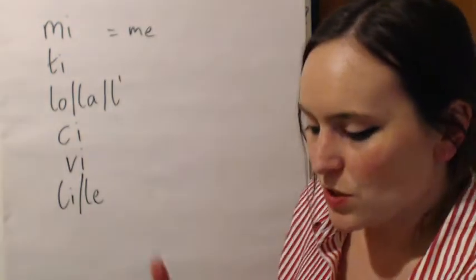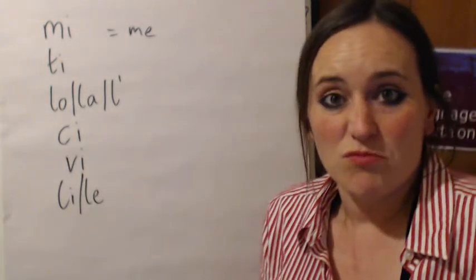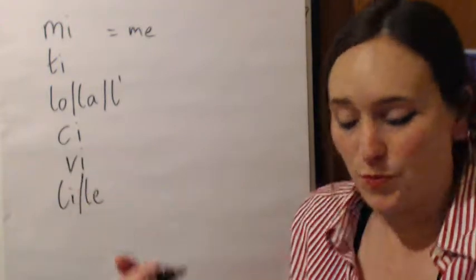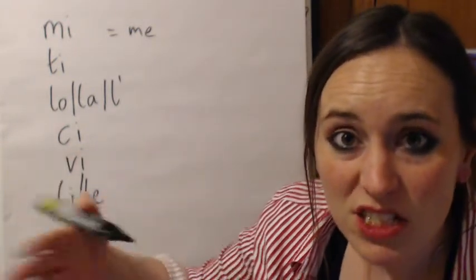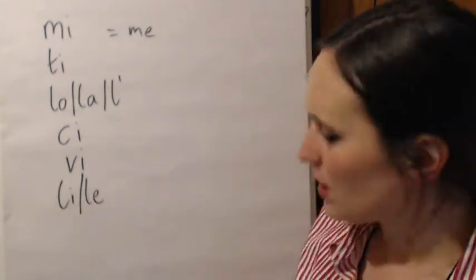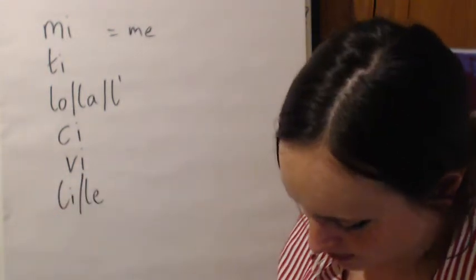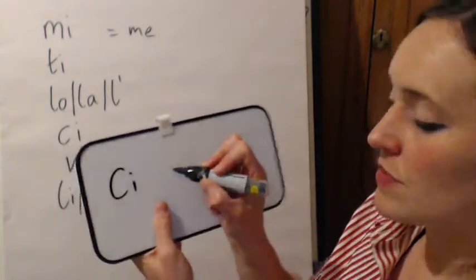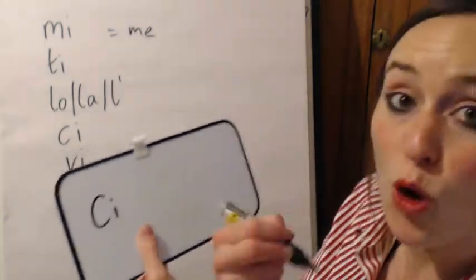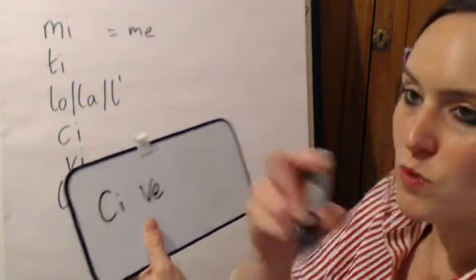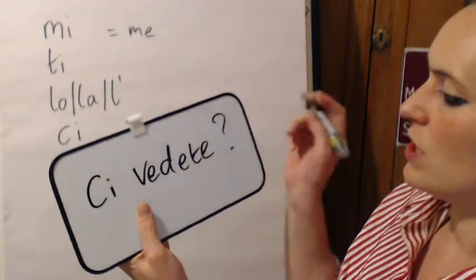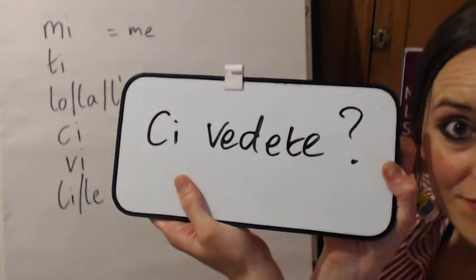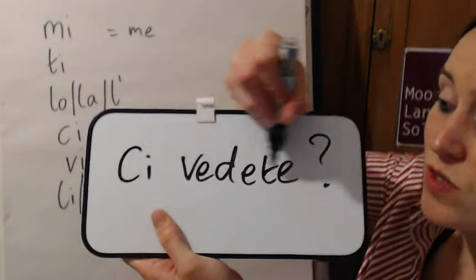Us, right, that's where I was going. So imagine you're in a Zoom conversation and there's two or three of you, speaking to some other people, and you want to say, can you guys see us? Do you see us? Okay, ci means us, and so that's the pronoun that replaces noi. Let's say we're talking to a bunch of people, we have to ask them, do you see, in the plural, ci vedete? Ci vedete? Do you guys see us?